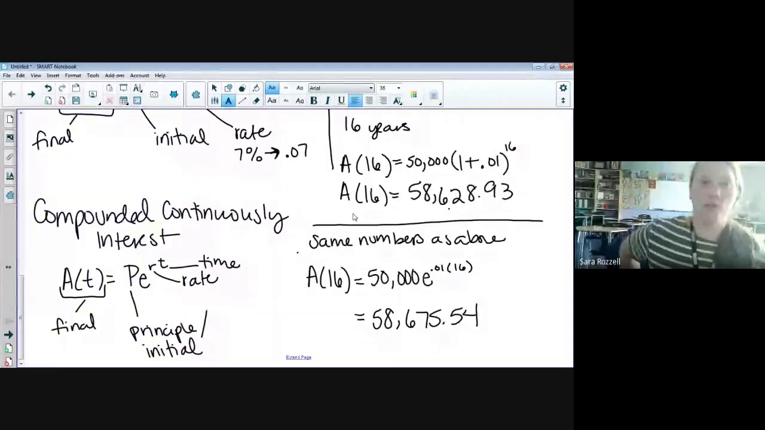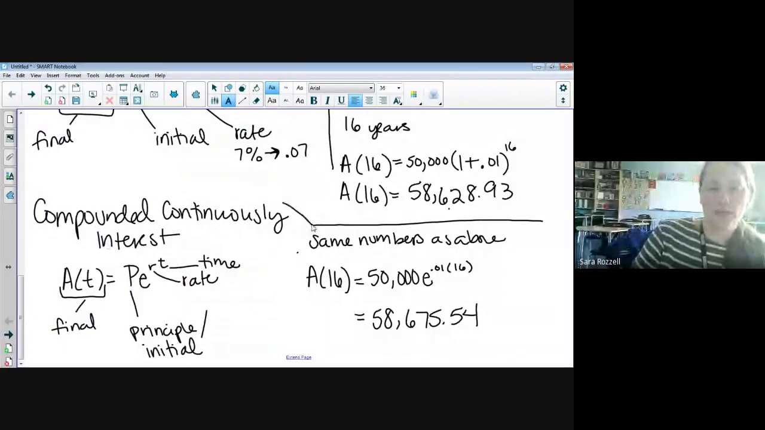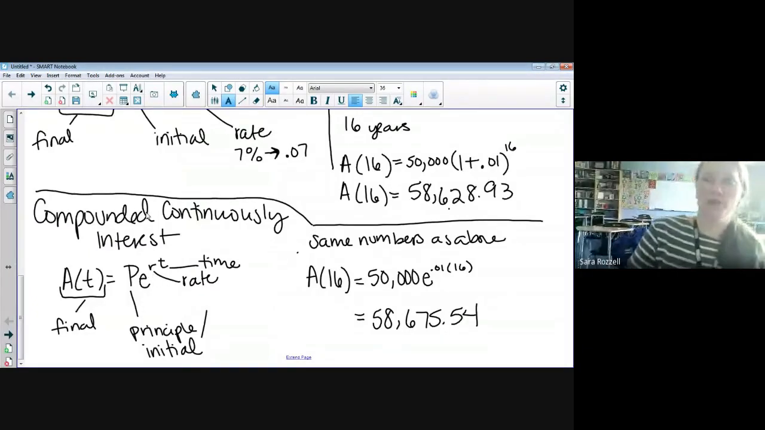You will always have more money when you compound continuously. Okay. But to know the difference between using these two formulas, if you see the words compounded continuously, you're going to use this. You have to have those words in order to use this formula.